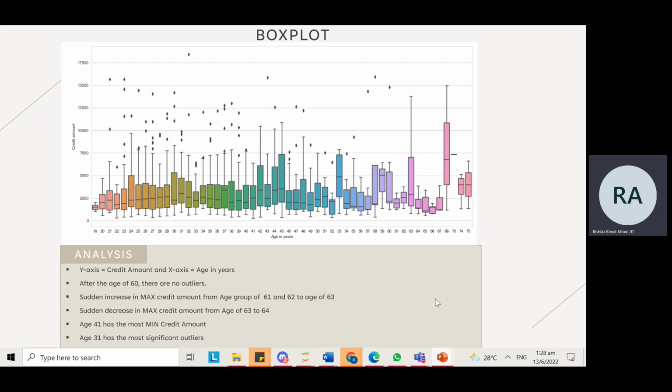So for my analysis, the y-axis is credit amount and the x-axis is age in years. After the age of 60, there are no outliers. There's also a sudden increase in max credit amount from age 61 and 62 to age 63. Then there's a sudden decrease in max credit amount from age 63 to 64. Age 41, as shown here, has the most credit amount, and age 31 has the most significant outliers. There is also no credit amount applicable to age 70.